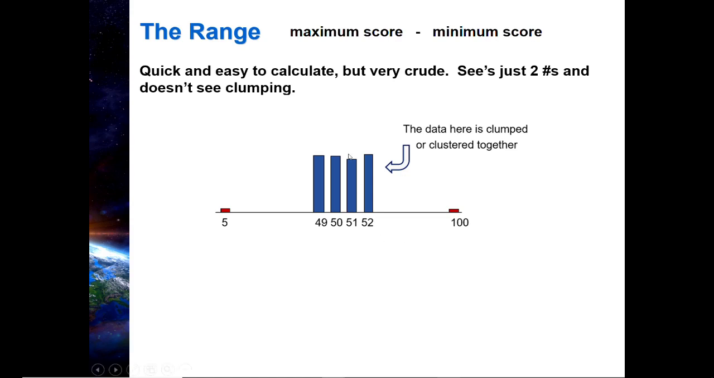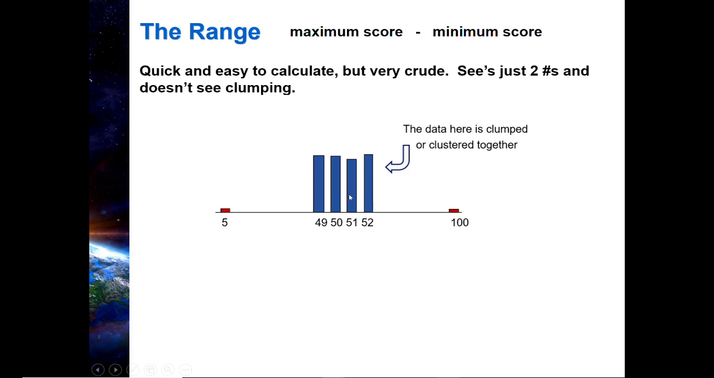Okay, so for now, I want you to focus on just these blue bars. Let's pretend that these blue bars represent, I don't know, 1 million people. So 1 million people scored on a test between 49 and 52. So here we would say that there's not a lot of variability, right? 1 million people scored between 49 and 52, and about the same number of people got each score. So there's not a lot of variability here.